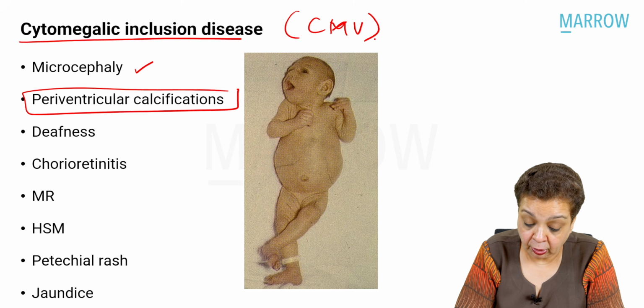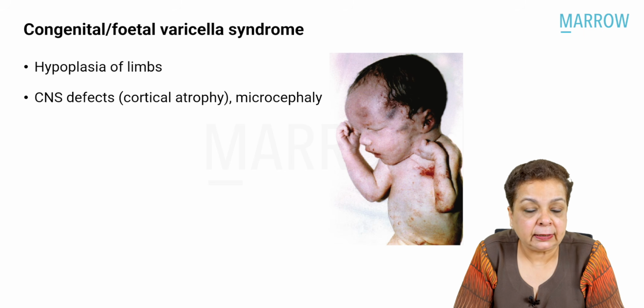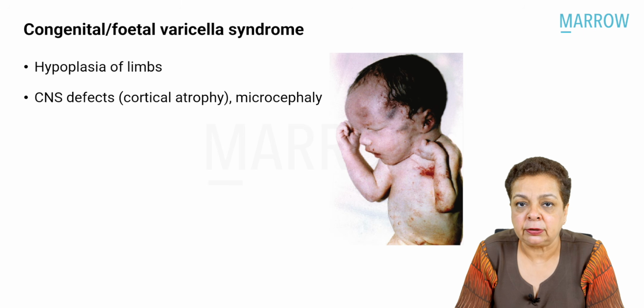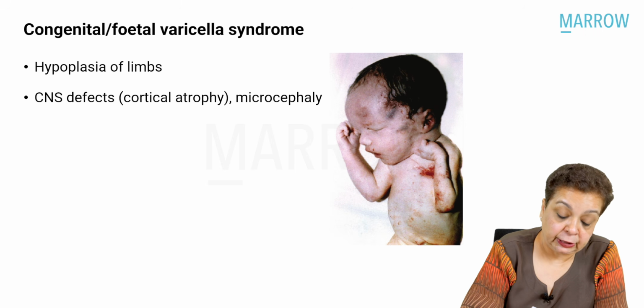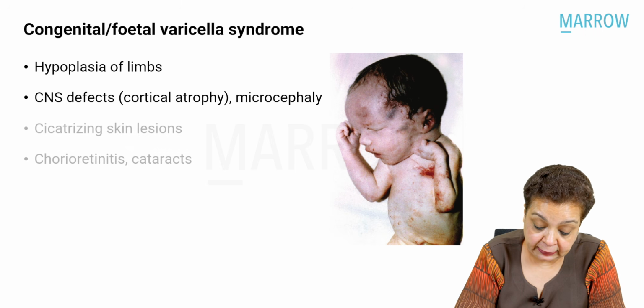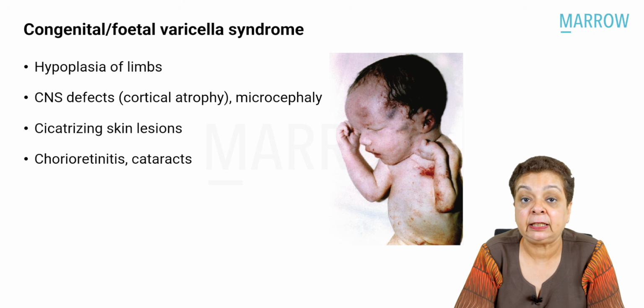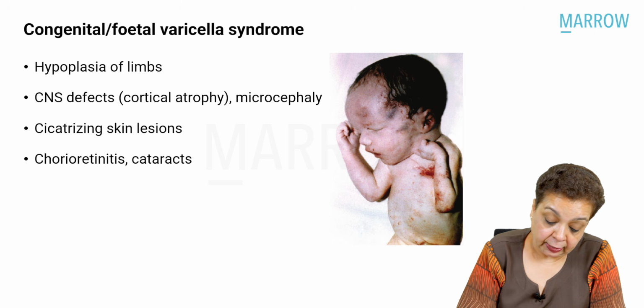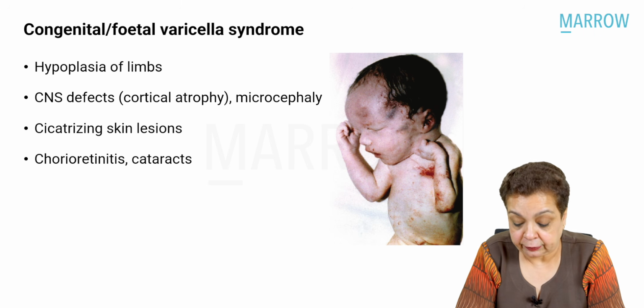Okay. And congenital varicella syndrome: when the mother has chickenpox infection in the first half of her pregnancy, it can lead to hypoplastic limbs, CNS defects, microcephaly, cicatrizing skin lesions, and chorioretinitis and cataracts.